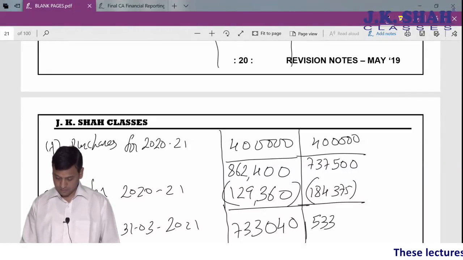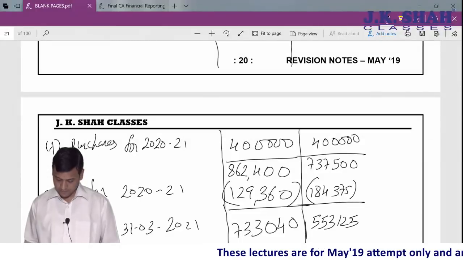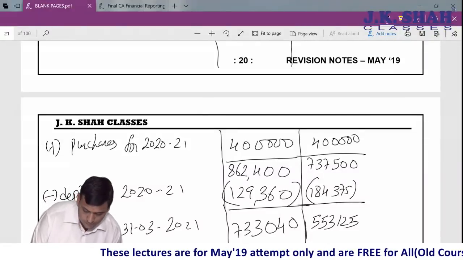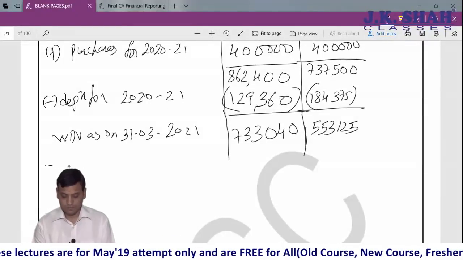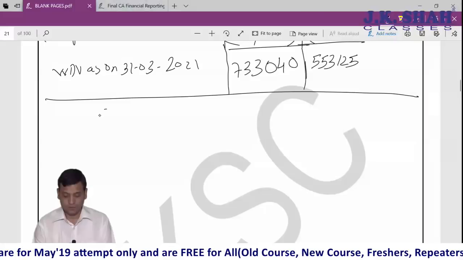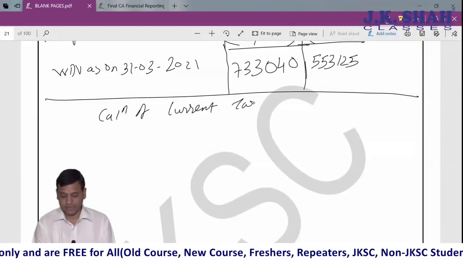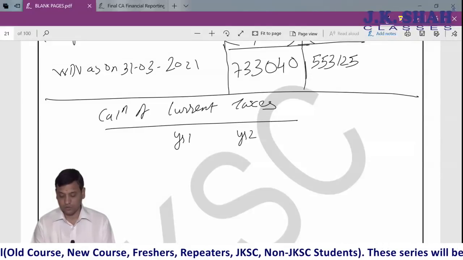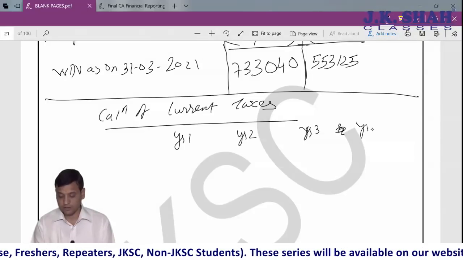5 lakh. 120. Clear? Now, calculation of current taxes. Year 1, year 2, year 3 and year 4.